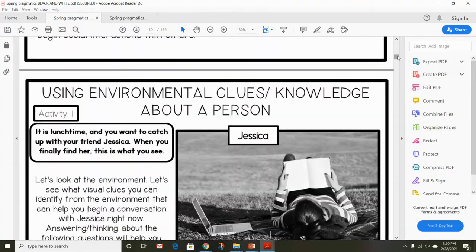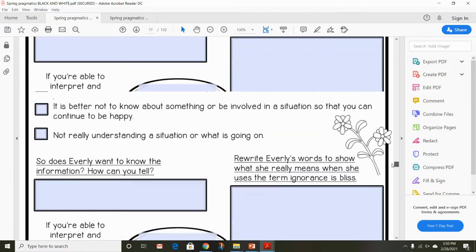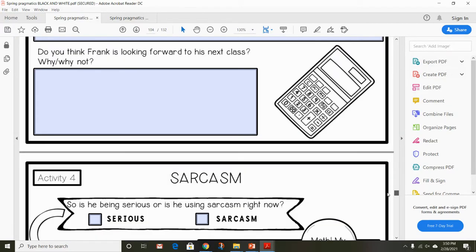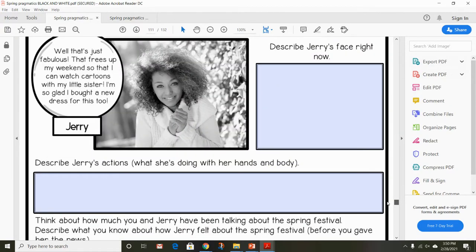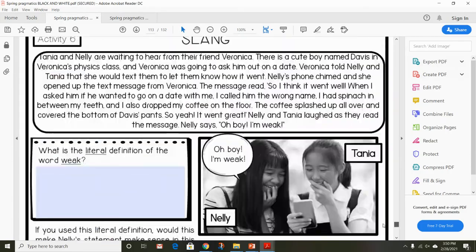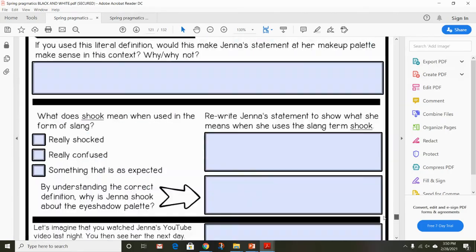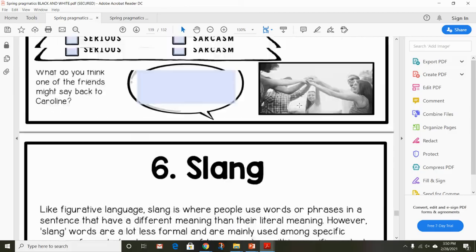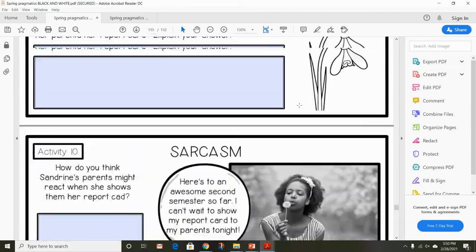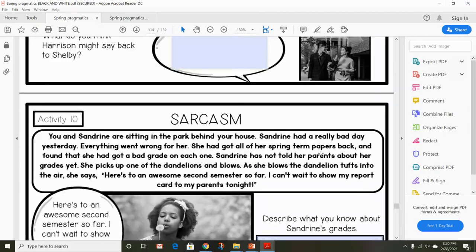You're going to see all of the same activities that you saw on the Google Slides can be used offline using Acrobat Reader, or can be printed for if you have a low-tech classroom or don't want to use technology to do this activity.